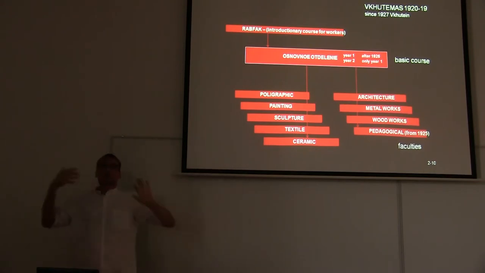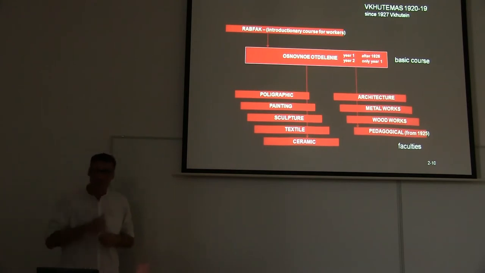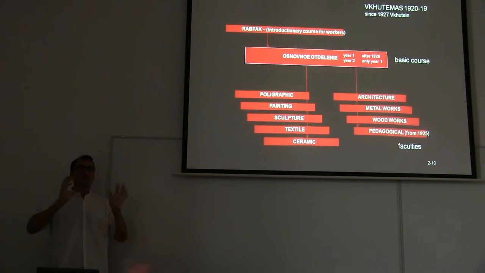And after two years, this was known as Osnova Delenie, like the Bauhaus foundation course, the student could choose to go to any kind of specialist studies, from architecture to ceramics, textile, or sculpture, and so on. So the Osnova Delenie was a kind of alphabetization, I don't know if it's correct to say, of the young artist.